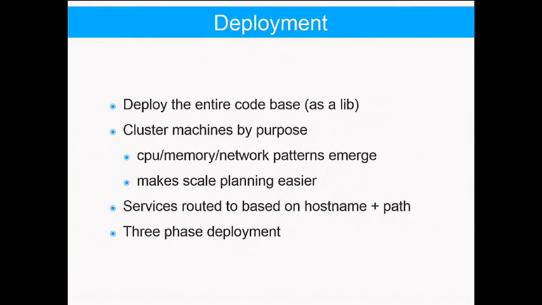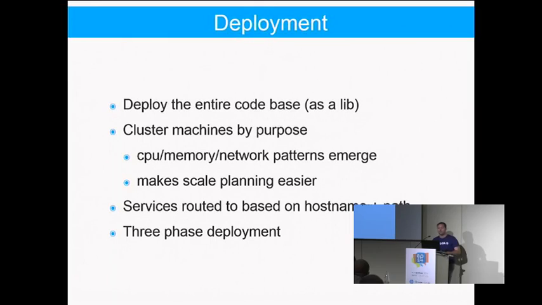When we're deploying this in our service-oriented way, we deploy the entire code base. It's impossible at its current state for us to break it up into multiple code bases. So we have to deploy the entire thing, and that means we end up treating it like a library. We cluster machines by purpose. So at the end of the day, those will be our services. And by doing this, we see these CPU patterns emerge. It makes scaling easier at the end of the day.